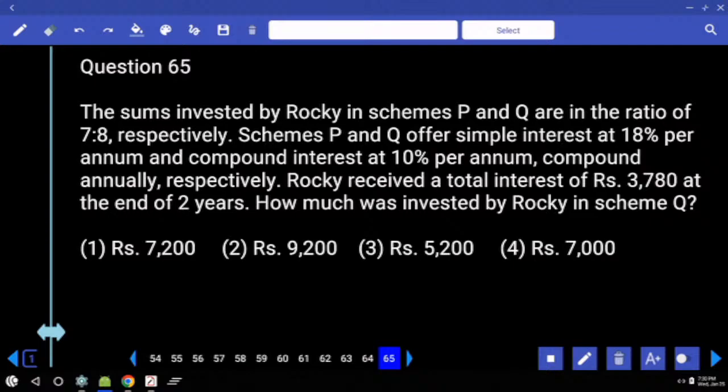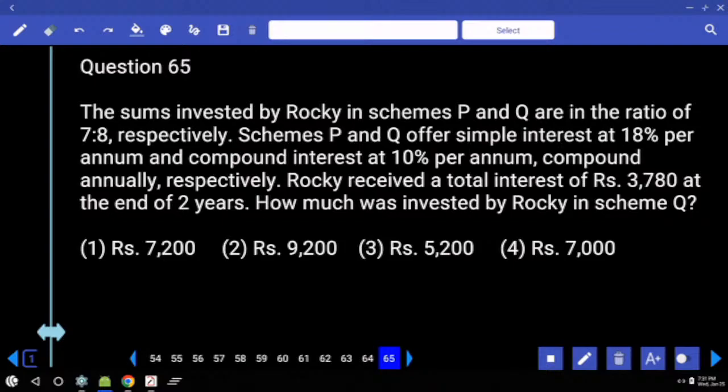Sums invested by Rocky in schemes P and Q are in the ratio of 7:8 respectively. Schemes P and Q offer simple interest at 18% per annum and compound interest at 10% per annum, compounded annually respectively. Rocky received a total interest of rupees 3780 at the end of 2 years. How much was invested by Rocky in scheme Q?